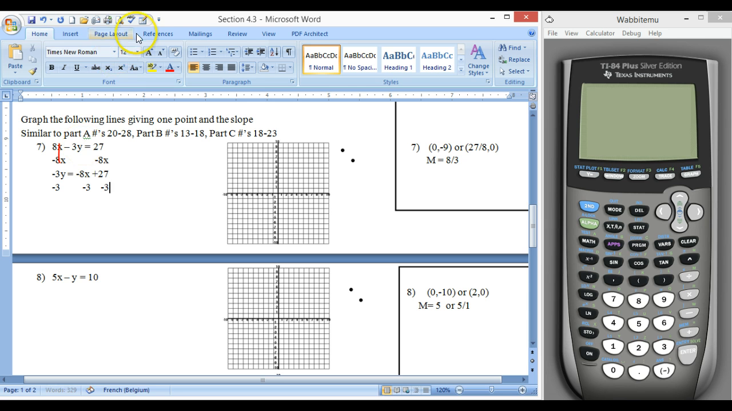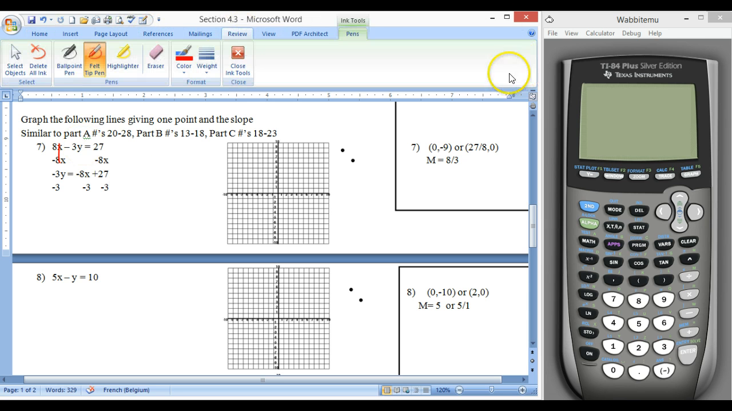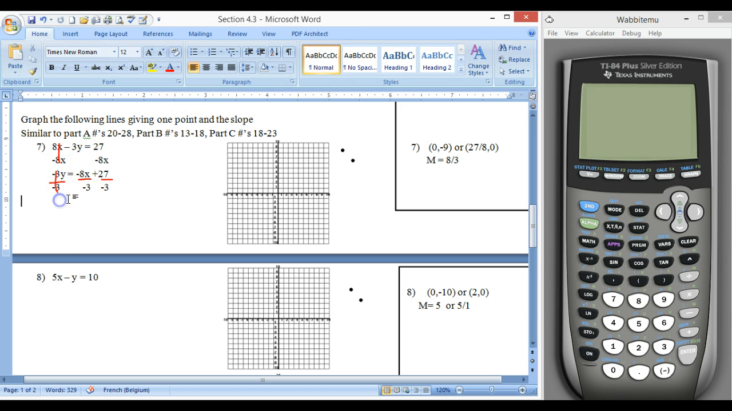There we go. And if you're doing this by hand, which most of you will be doing, you'll have a division sign here. And the negative 3's will cancel here, which gives me y. And that's what I wanted for slope-intercept form. Negative 8 divided by negative 3 is a positive 8/3 x. A positive 27 divided by a negative 3 is a negative 9.